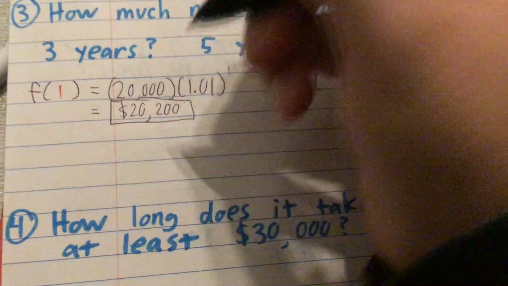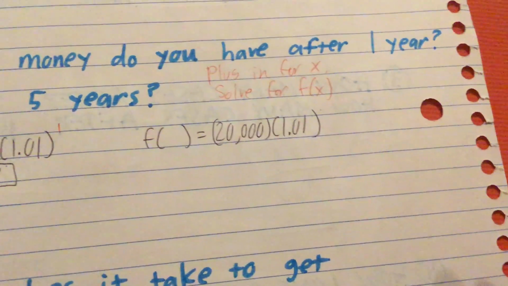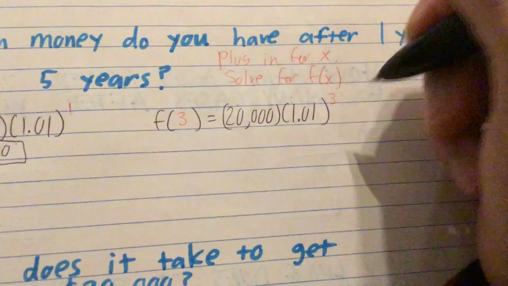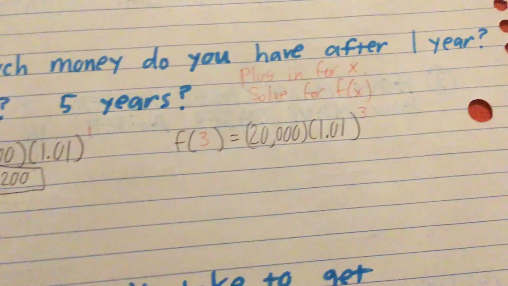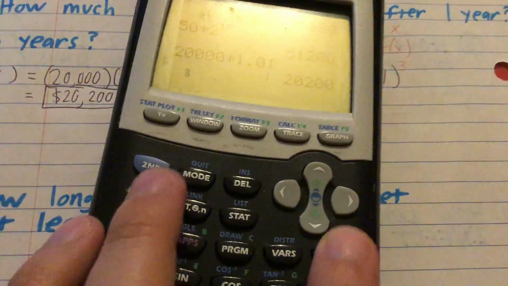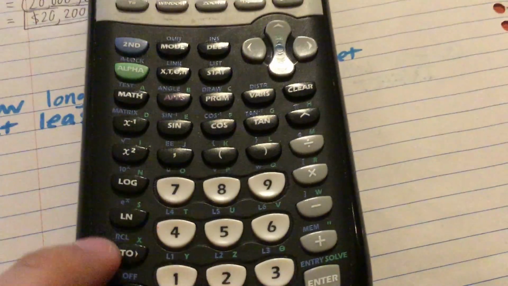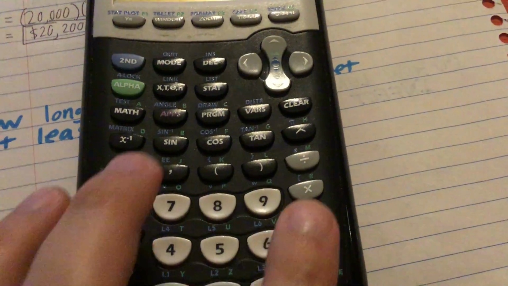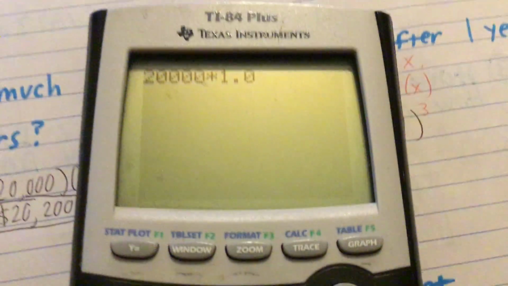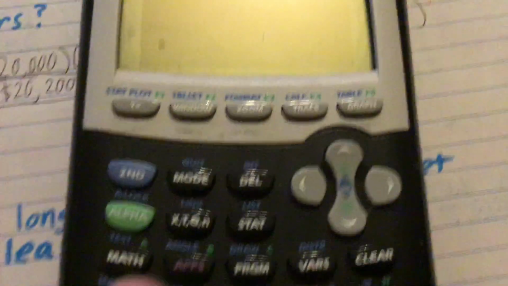Well, that's convenient. Well, what about after 3 years? So let's say I do f of 3 is equal to 20,000 times 1.01 to the third power. So I suppose I could do this times 1.01 times 1.01. I'm just trying to get you comfortable with the calculator. So 20,000 times 1.01 caret 3. So to the third power.